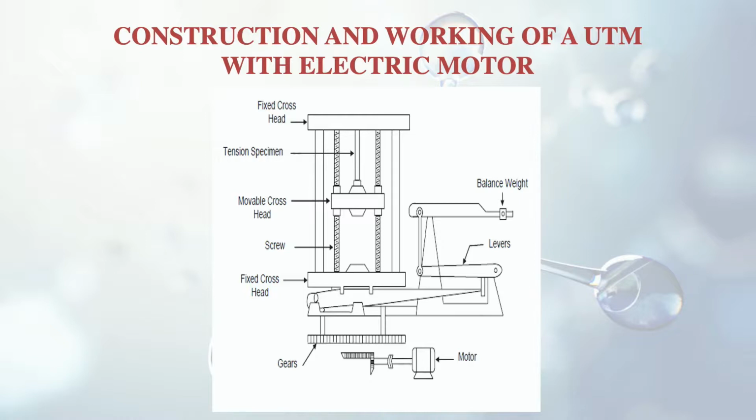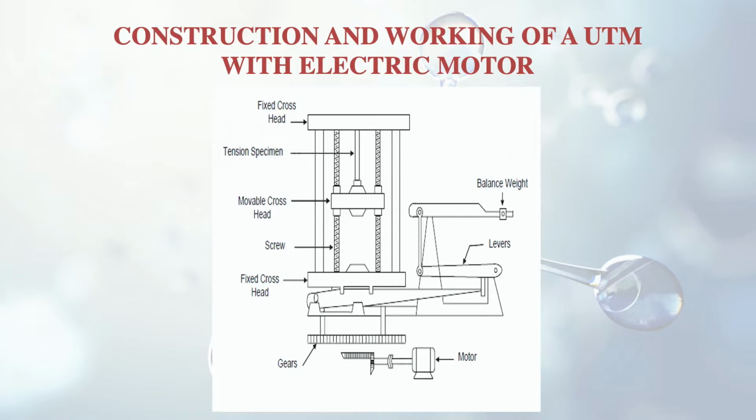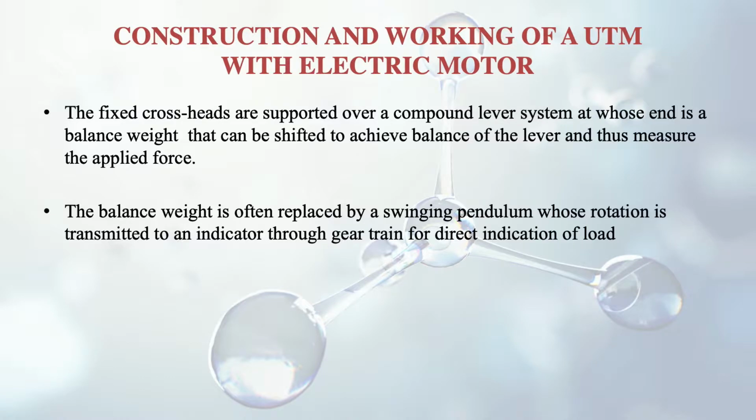On this the fixed crossheads are supported. And now you see at the end of this compound lever system, there is what? There is a balance weight, and it is operated with the help of a lever. So you can see here this is the balance weight, and this balance weight can be shifted to achieve balance of the lever. Suppose I am pulling it downward, then this will lift up, and accordingly the movement will take place. So it is shifted to achieve balance of the lever and thus measure the applied force, and from this we can get the force that is acting on the specimen.